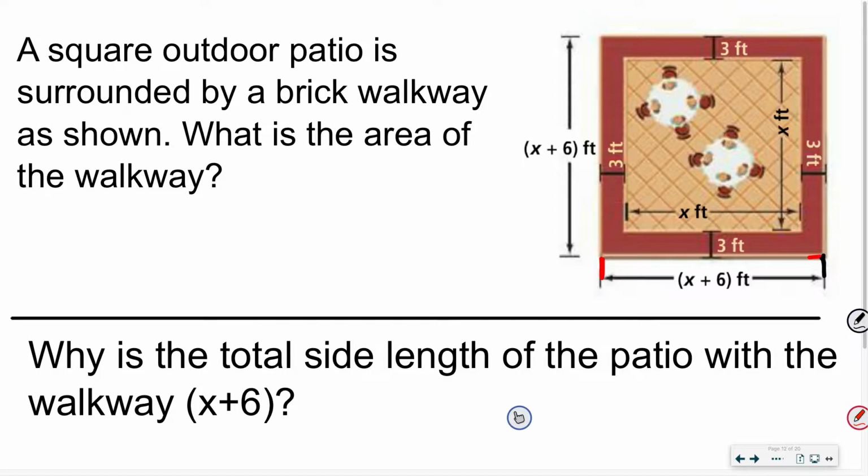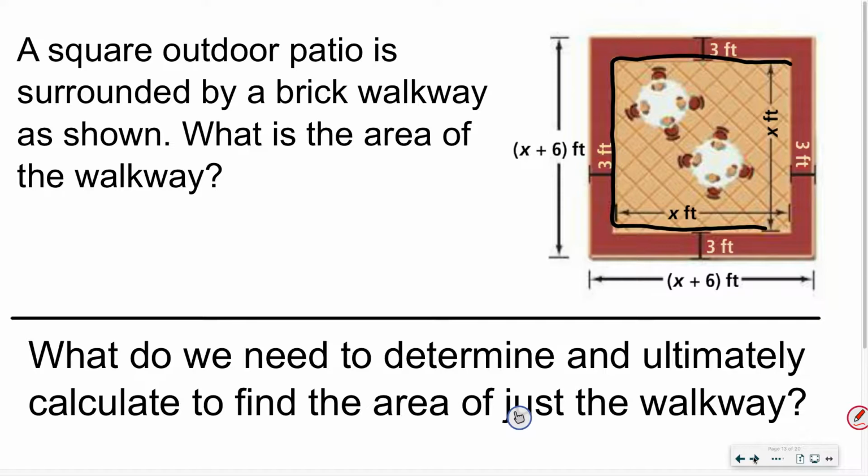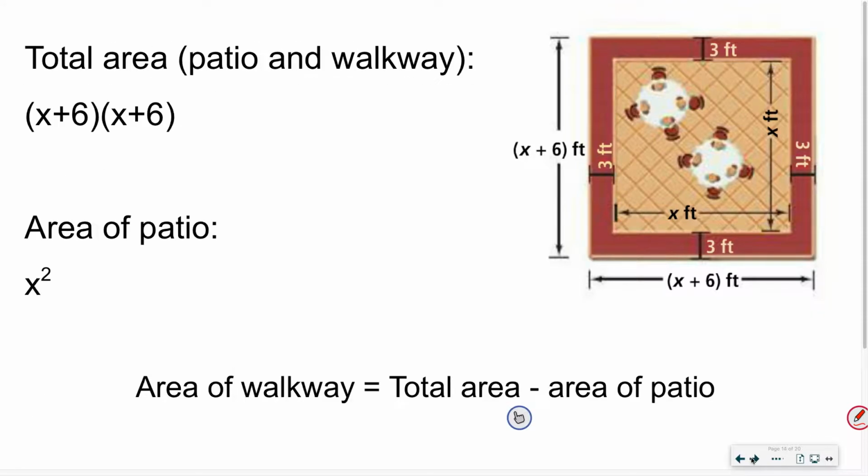Now question, if I needed to find just the walkway, what would I do to find the area of just the red walkway? You would find the area of the tan and then subtract that from the entire thing. Okay, so I can find the area of the tan patio, and I can subtract that away from the area of the entire big square that I have. Okay, good. So let's try that.